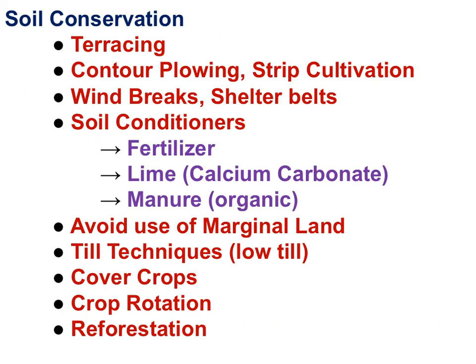Here is a list of soil conservation measures. In the last movie, we looked at terracing, contour plowing, windbreaks, and soil conditioners. And in this movie, we will examine the measure of avoiding the use of marginal land. And then there are some important measures, not specifically mentioned in the IB syllabus, but they remain very important, and I'm going to cover them here. These are till techniques, cover crops, crop rotation, and reforestation. I will work to evaluate each technique, providing both strengths and weaknesses. And with each image I present, I want you to evaluate whether the soil conservation measure better serves a commercial farming system or a subsistence farming system.